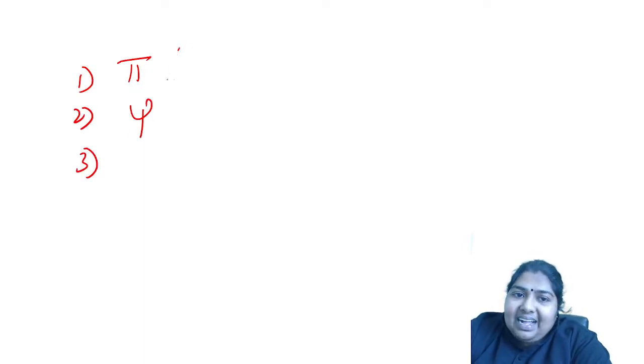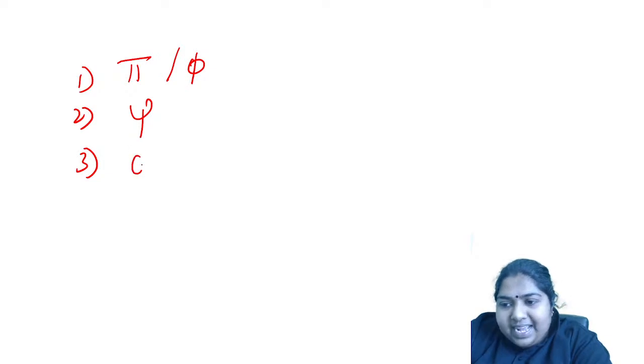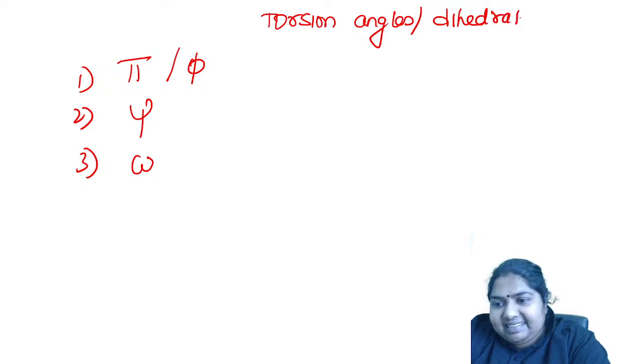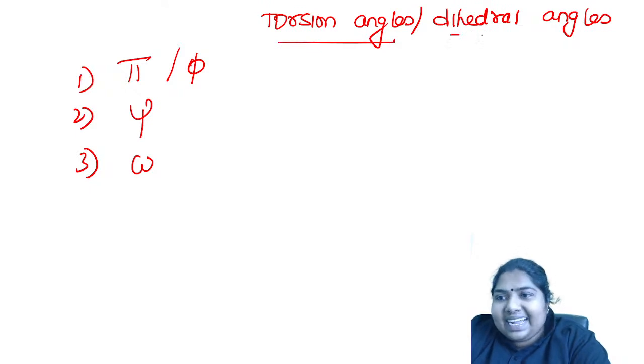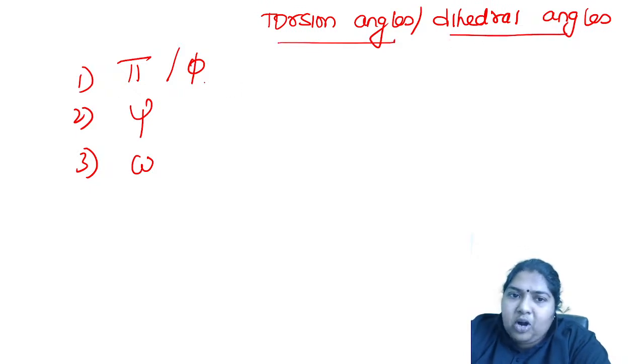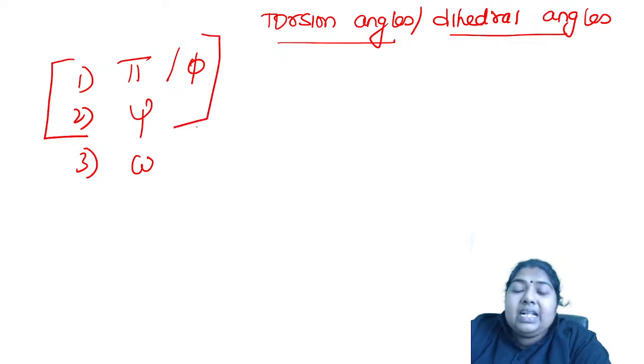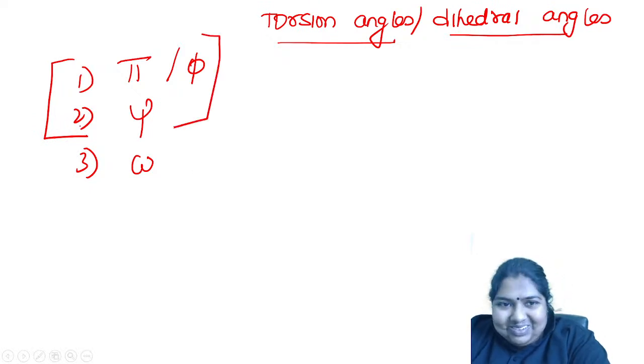So first your phi bond, then the psi bond, and the third one is this omega bond. These 3 are called the torsion angles, or your dihedral angles. You call them torsion angles or dihedral angles: the phi bond, psi bond and omega bond. Among these 3, these 2 are considered much more important. I'll tell you the reason also, don't worry.